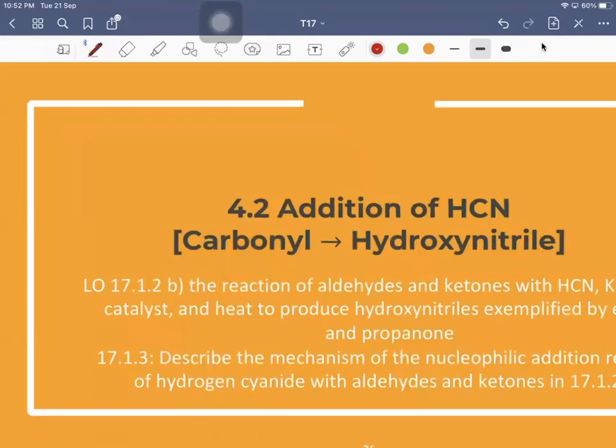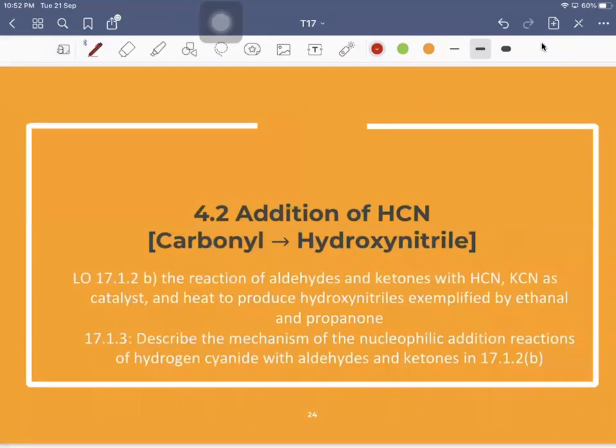Next reaction, we're going to look at the addition of hydrogen cyanide. HCN is called the hydrogen cyanide. So during this reaction, you will see that your carbonyl, whether it's an aldehyde or whether it's a ketone, will be transformed into what we call a hydroxynitrile. Okay.